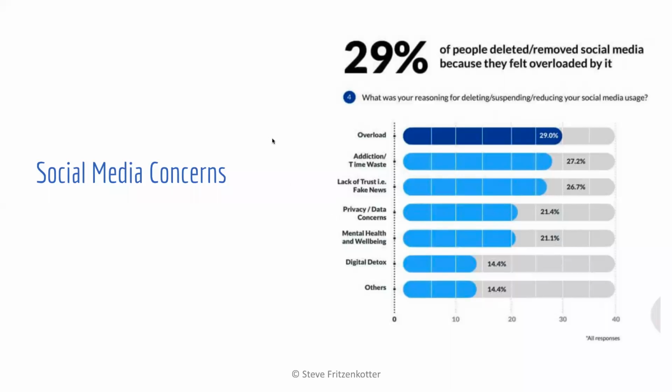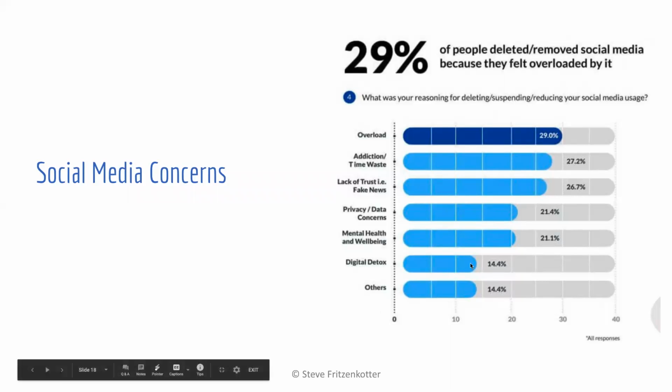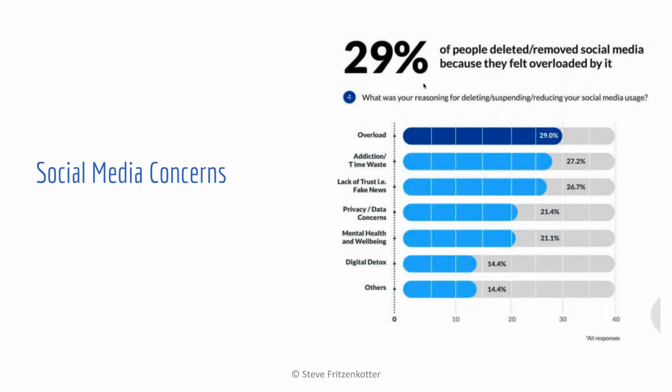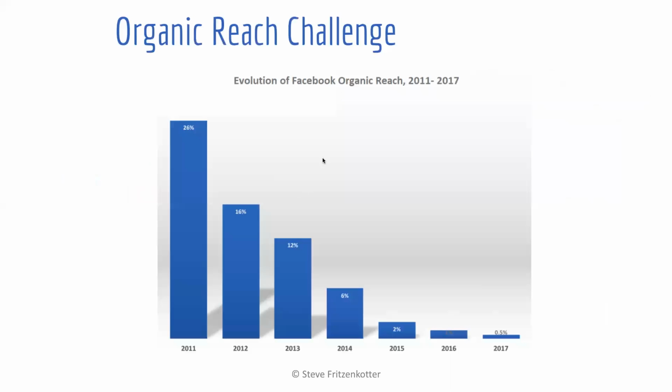So here are some concerns with social media and marketing. 29% of people deleted or removed social media because they felt overloaded by it. What was the reasoning for deleting? Overload was number one. Addiction or wasting time was another one. Lack of trust, fake news was another one. Privacy concerns was another one. These are all really important to people. Mental health and well-being, I guess that's a byproduct, and others. So these are reasons why social media is being questioned by a lot of people.